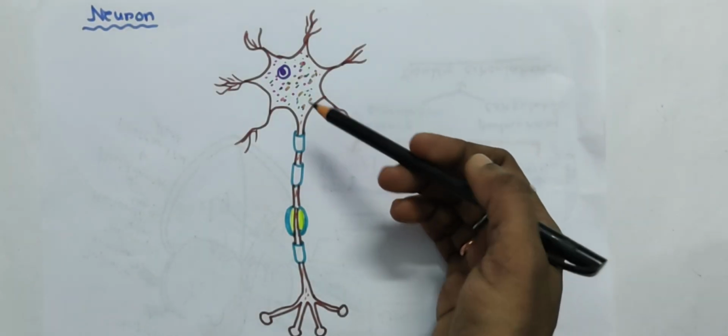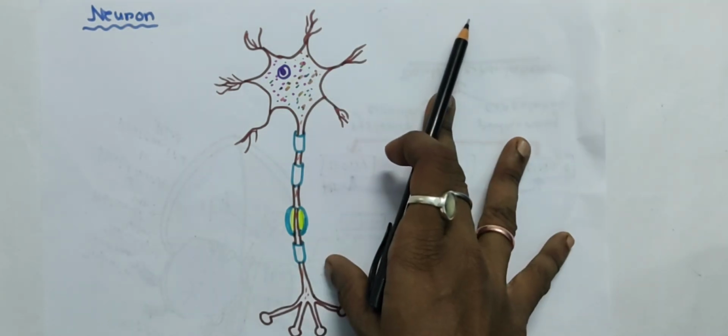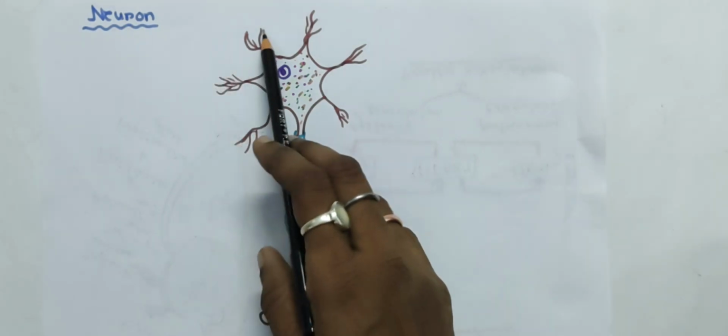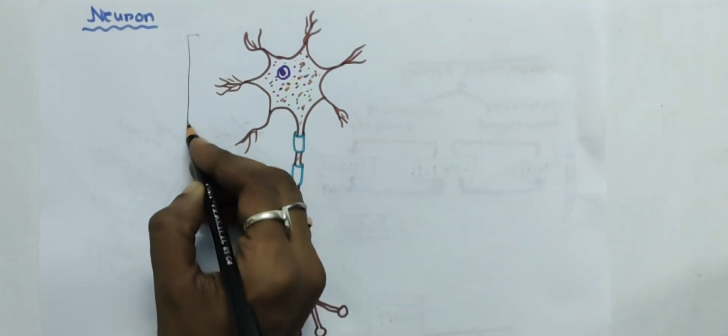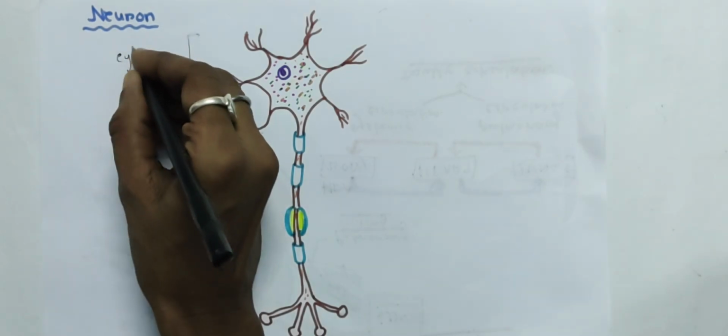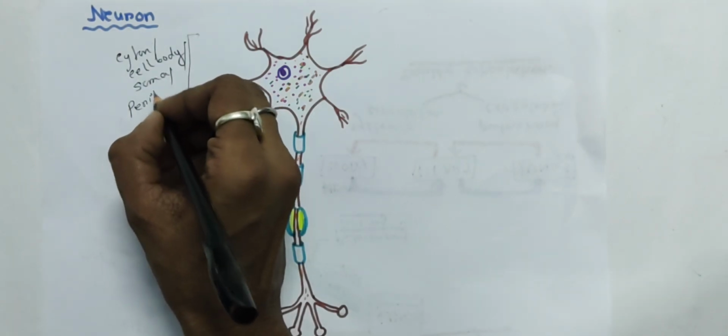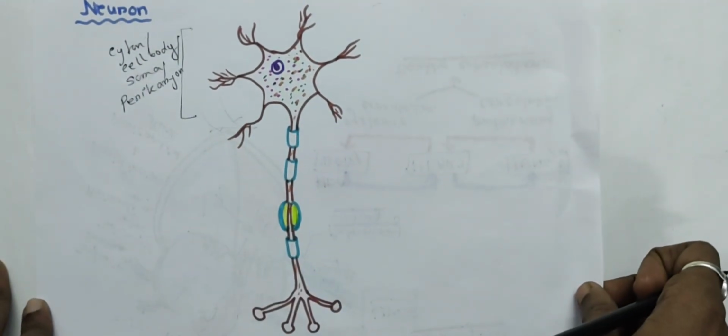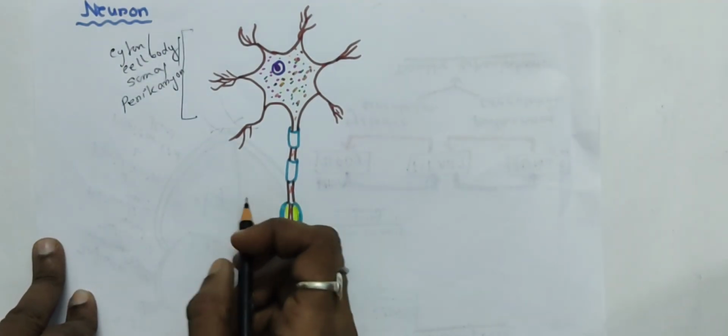Now this is neuron. Neuron originates from the ectoderm. Okay. Now it has two parts. The first part is called the cyton or cell body. Cyton or cell body, also called soma or perikaryon. And this long thread-like structure, the process, is called the axon.